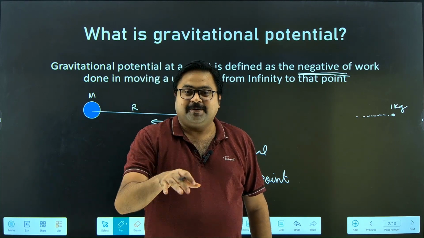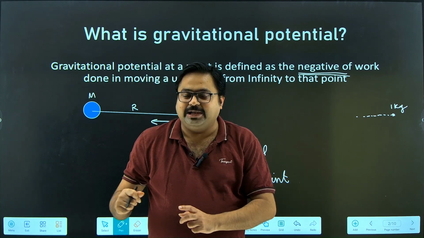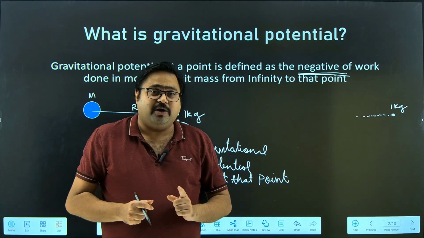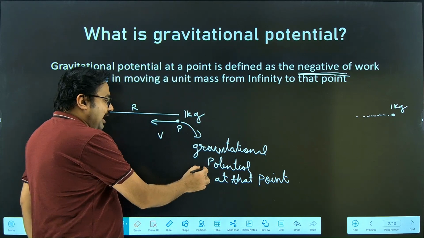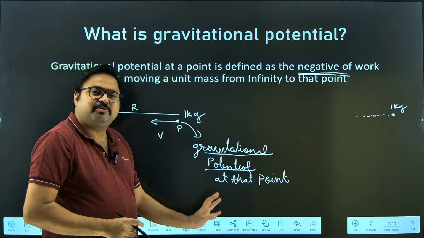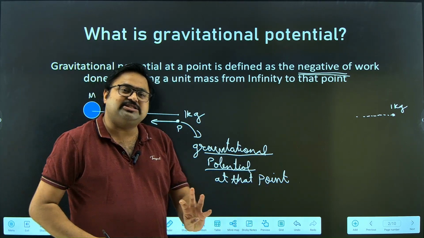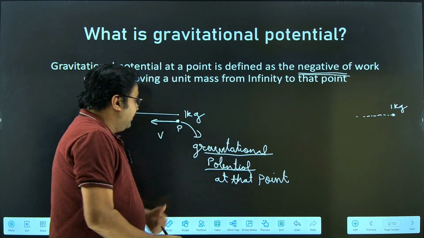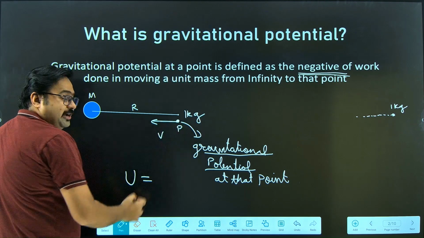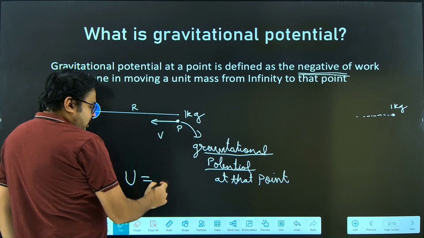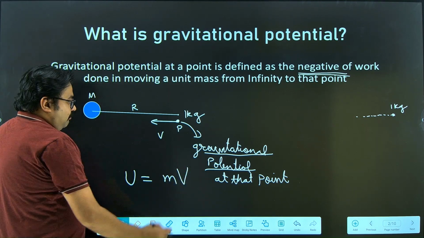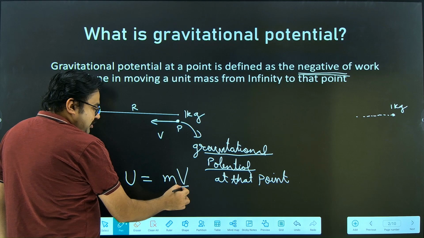Having said this, let me say what I just said a while ago. The potential energy lost by 1 kg mass alone is what is gravitational potential. If it is 2 kg mass, it would be twice this. If it is 3 kg mass, it's thrice this. So the amount of gravitational potential energy of any object at point P of mass m would be m times gravitational potential at that point, because gravitational potential is only for 1 kg mass.